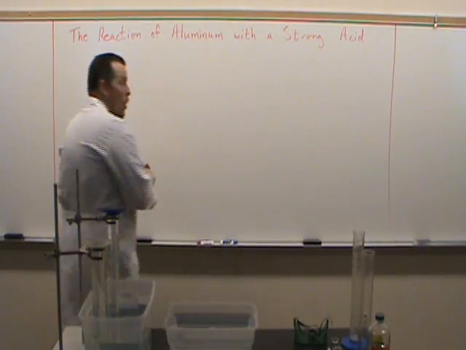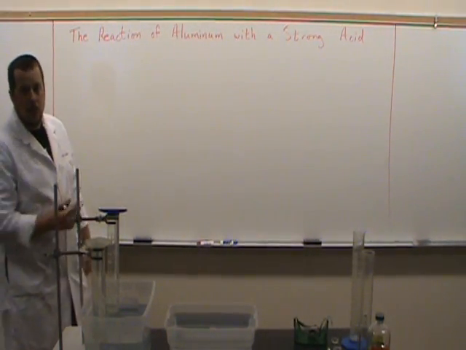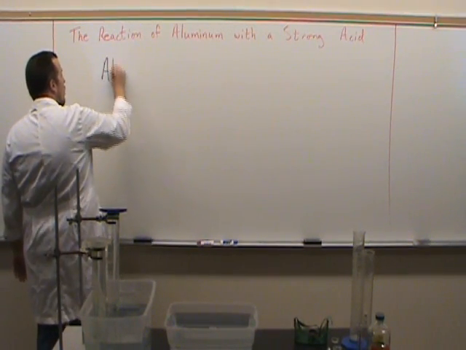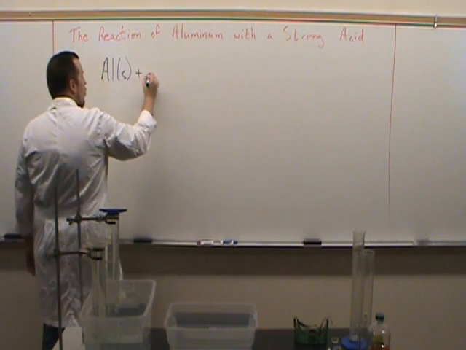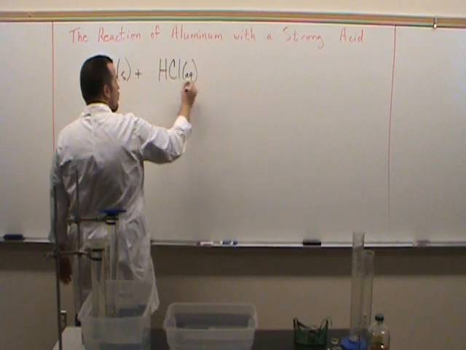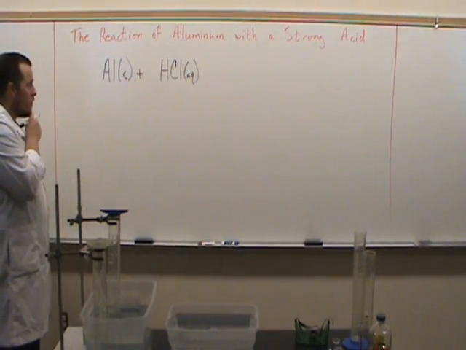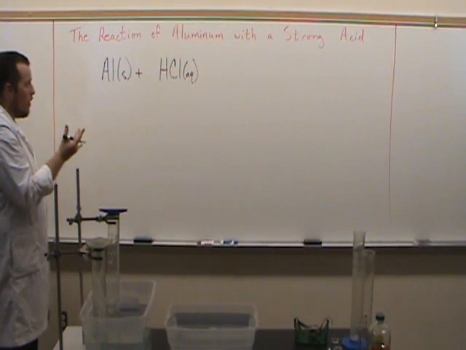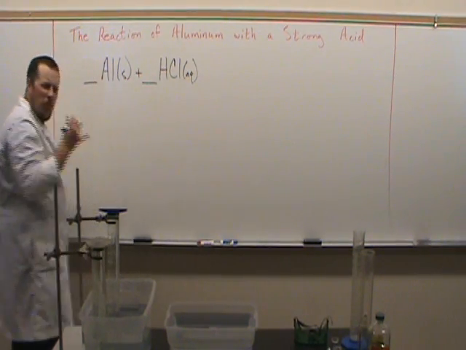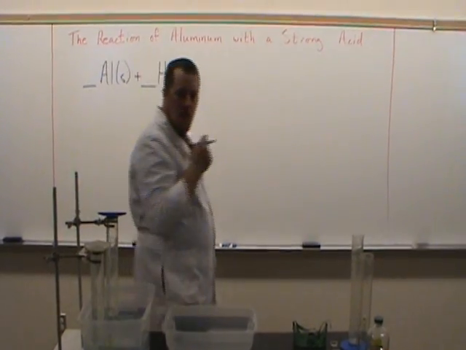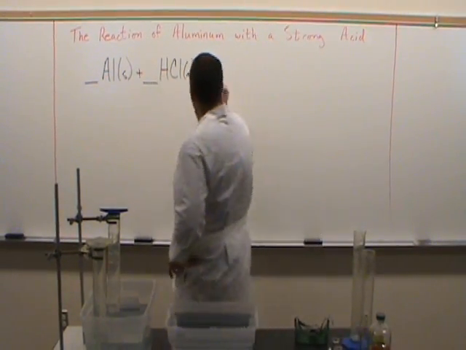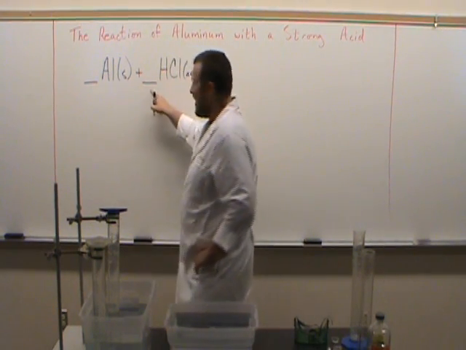So what is the experiment? What's the chemical equation that we're interested in determining for this experiment? We're going to react aluminum metal with hydrochloric acid solution. Now the whole point of this experiment is, how do we figure out what those numbers are? This is balancing a chemical equation, so we kind of need to know those.